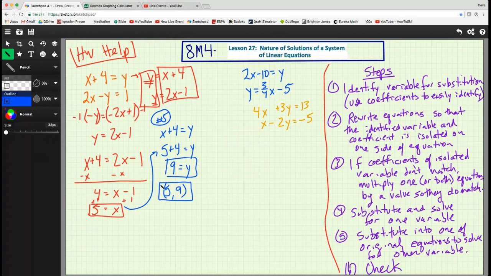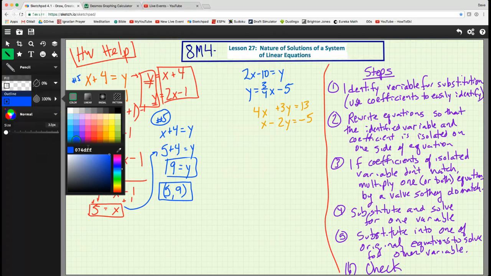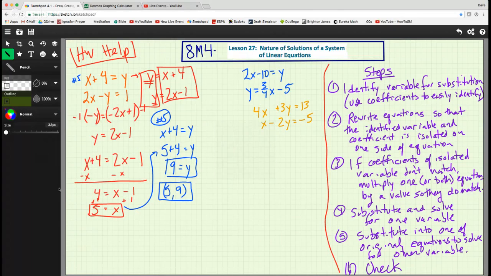Now I'm going to do my check. When I did step number 5, I did it using this equation, so I have to do step number 6 using the other equation. So we'll do step number 6 using this equation. So I go 2x minus y equals 1. And I've got to make sure it's true. This is my check step. So I say, is 2 times 5 minus 9 equal to 1? Is 10 minus 9 equal to 1? And the answer is yes.